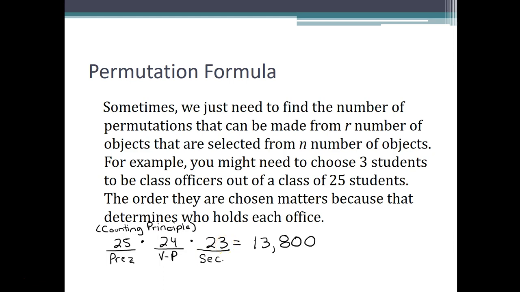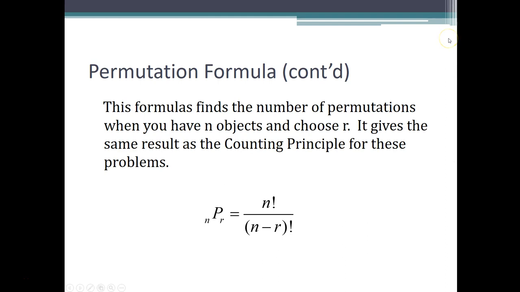But you're only choosing 3 this time, so you can't just say 25 factorial. Notice that it's not just 25 factorial, it's whittled down to 25 times 24 times 23. You're ignoring 22 down to 1. So the formula has to be updated a little bit. The formula for the number of permutations when you have n objects and choose r to get that result looks like this.